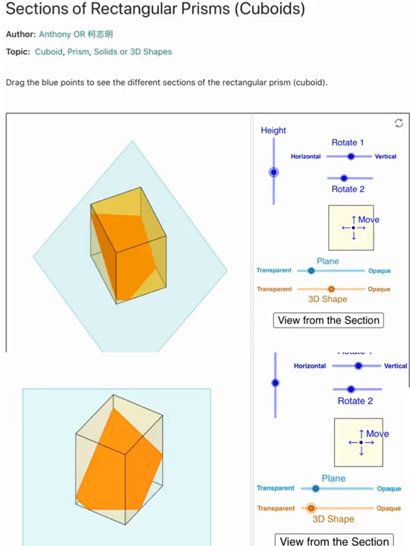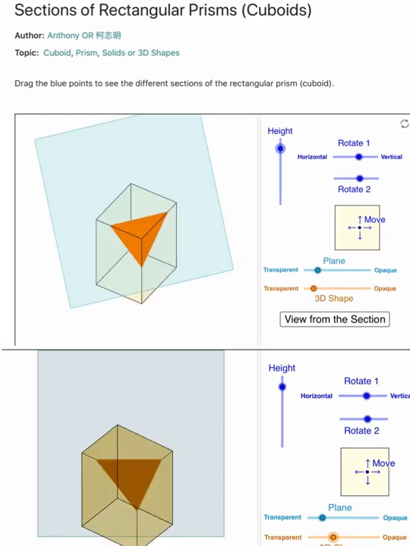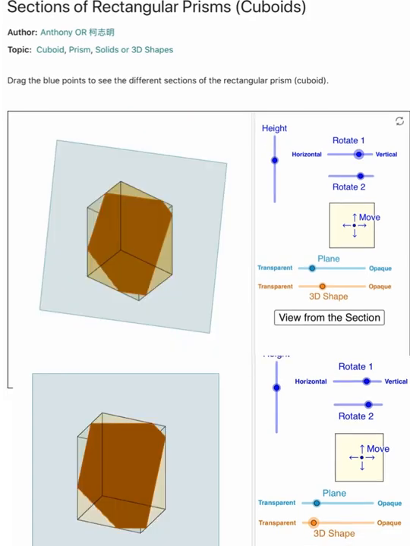Here I have a rectangular prism, which again has 6 faces, and you can see that, what did I get here? 1, 2, 3, 4, 5. Pentagon. And here I got a triangle as a cross section of the rectangular prism. Just cut off the corner. And here we should have the hexagon. Let's take a look. 1, 2, 3, 4, 5, 6.